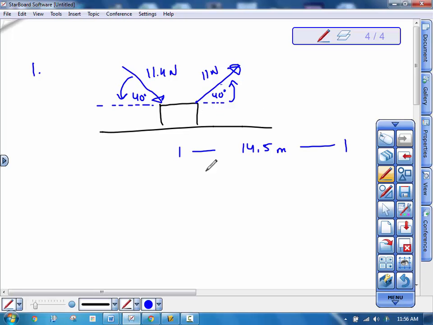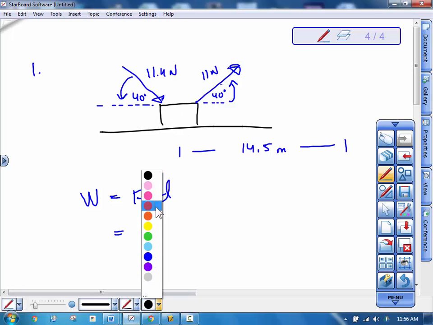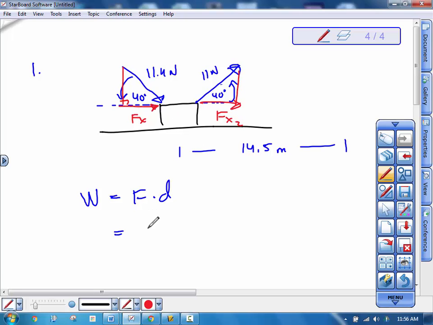Once you get the picture, though, it's pretty easy because you can do work equals force times distance. But keep in mind the force that you're using has to be in the direction of motion. So I'm going to have to use this red portion of that force, which I'll call the force in the x direction. So I'm going to have to set up a triangle. And I'm also going to have to use the force in the x direction 2 here. Those are the two forces I'm going to have to add together because those are the only forces that are doing work.